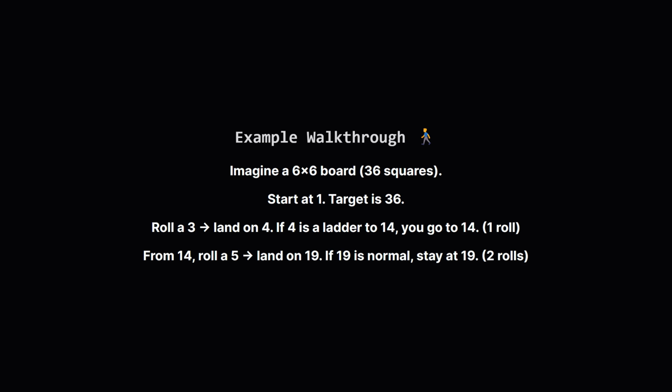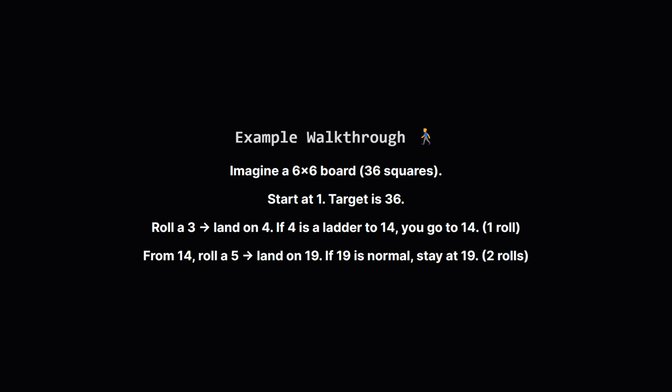Let's imagine a board, say a 6x6 board, so it has 36 squares. We're at square 1, say we roll a 3. We'd count 1, 2, 3, and land on square 4. Now, we check the board. Is there a snake or ladder at square 4? If square 4 has a ladder that says, go to square 14, then boom, we jump to square 14. That whole sequence counts as one roll.